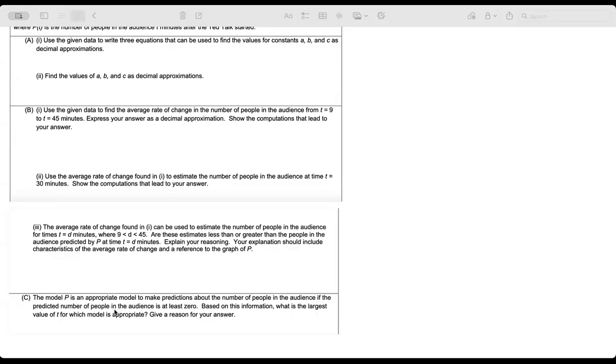What happened? The model P is an appropriate model to make predictions about the number of people in the audience if the predicted number of this is a good one. Oh, this is a good one actually. The model P is an appropriate model to make predictions about the number of people in the audience if the predicted number of people in the audience is at least 0. Correct. Okay, based on this information, what is the greatest value of t? This is t, this is P of t, correct? So, what is the largest value of t for which the model is appropriate? You have to find what is the largest. Okay, for this I think I didn't give you the graph.